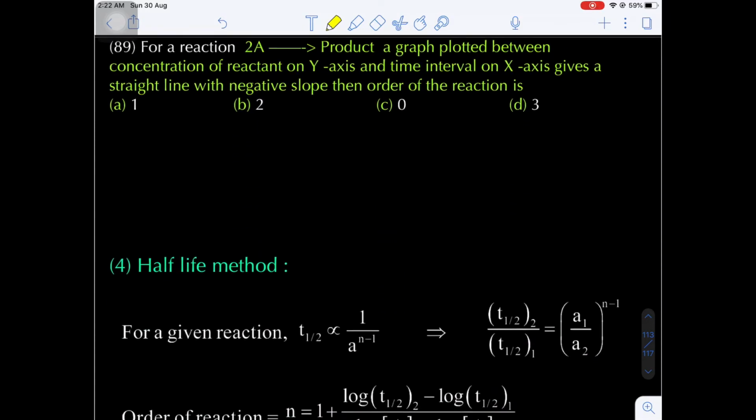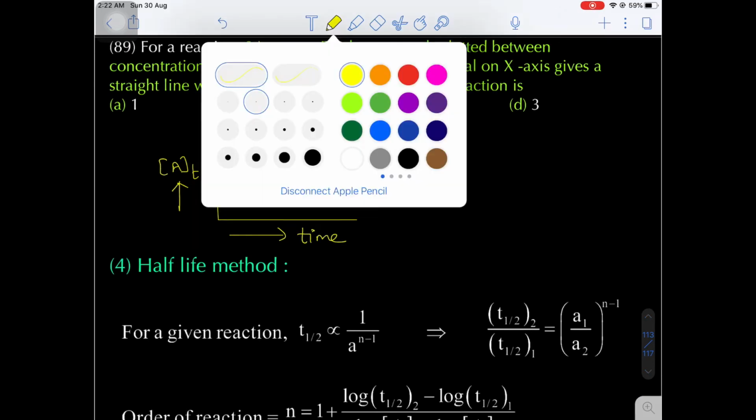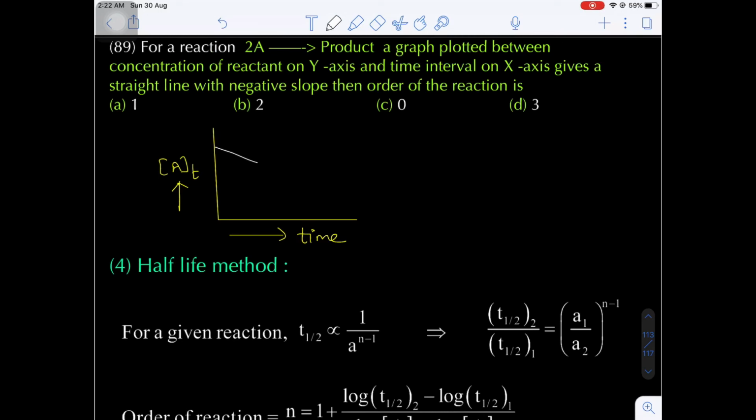Now here one question is given. 2A gives product. A graph is plotted between the concentration of reactant on the y-axis and time interval on the x-axis, giving a straight line with a negative slope. The concentration of reactant at any time interval is taken on the y-axis, and it is a function of time interval on the x-axis. So what it is saying here is, there will be a straight line with a negative slope.